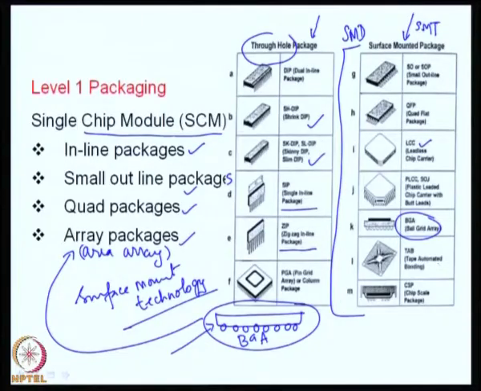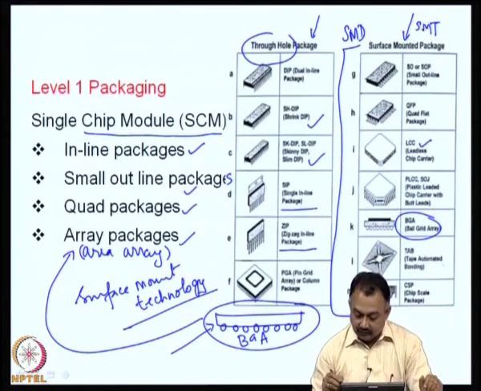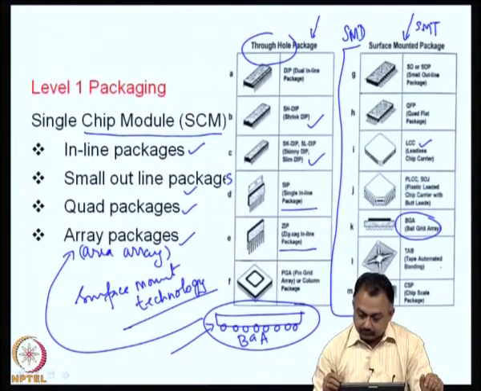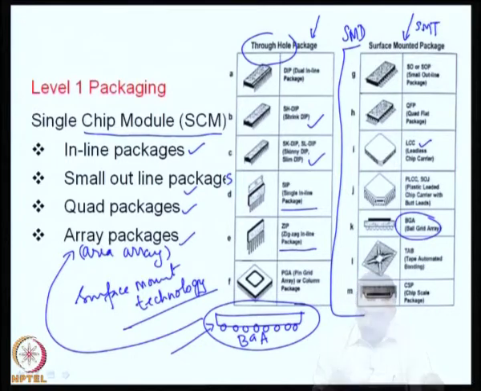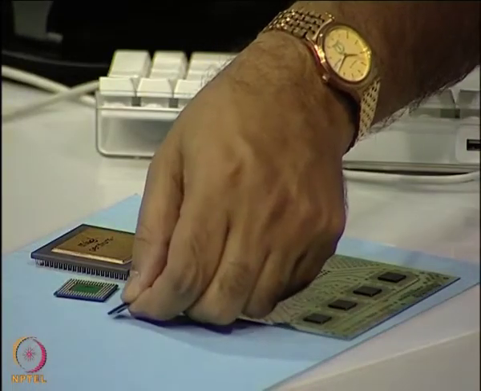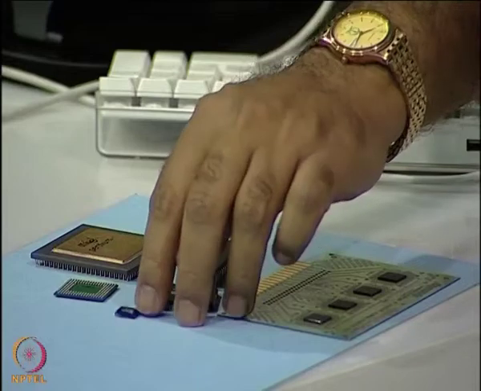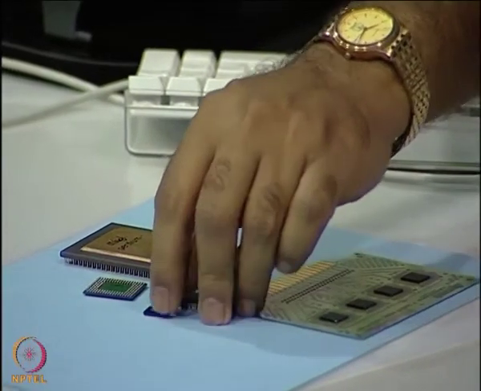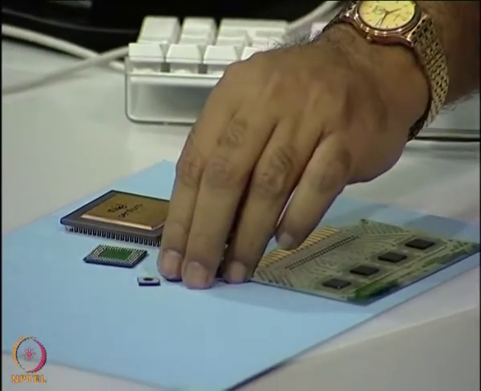Then you have what is known as tape automated bonding. This is also a method of interconnection to the substrate, and then we have what is known as the chip size package. For example, I will show you a chip size package here, a very tiny package, right. It is packaged, it is not a bare die, and you can see at the bottom there is a solder ball.